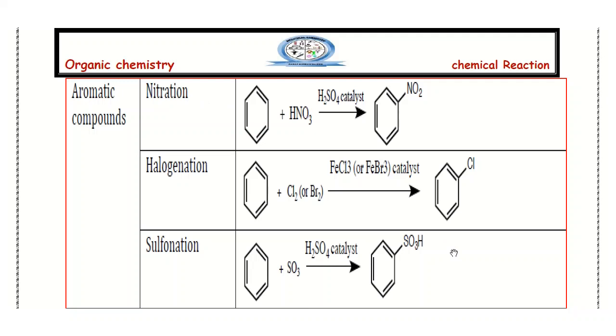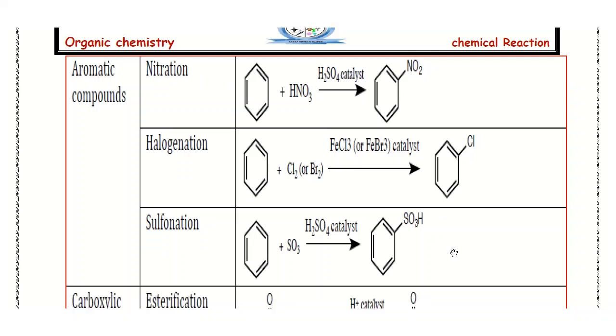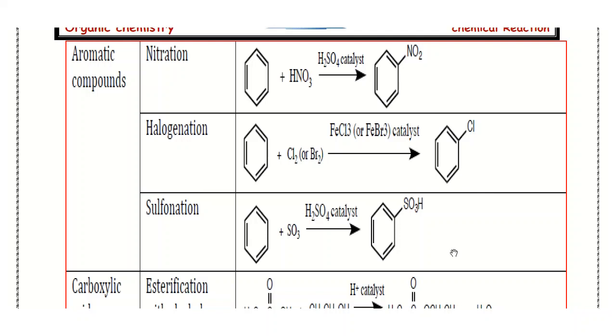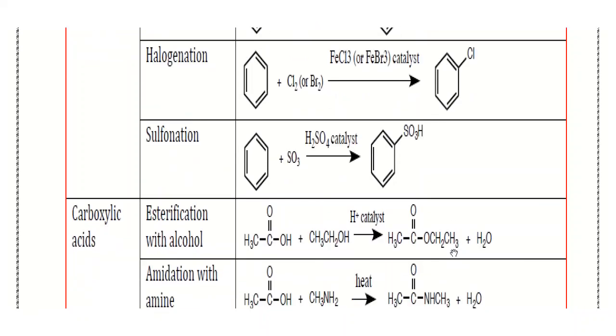There is another type of substitution reaction, the sulfonation of benzene, that occurs in the presence of sulfuric acid. In this, a sulfonic acid group is substituted at this site.